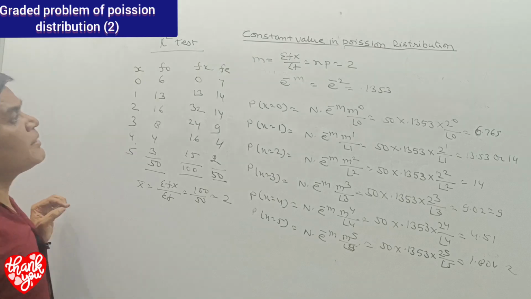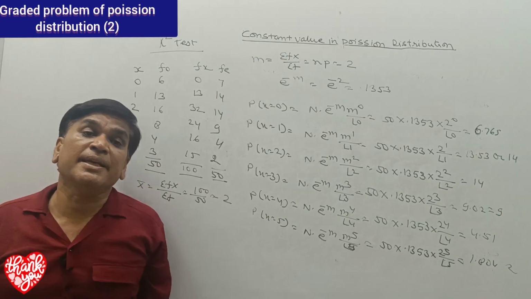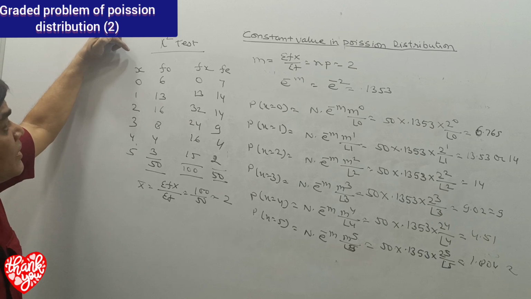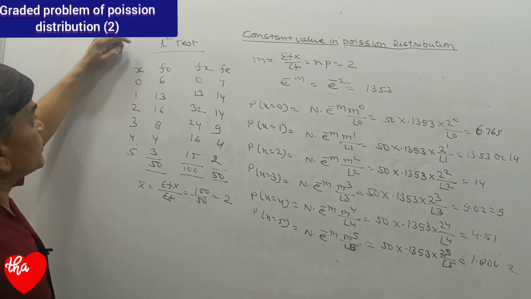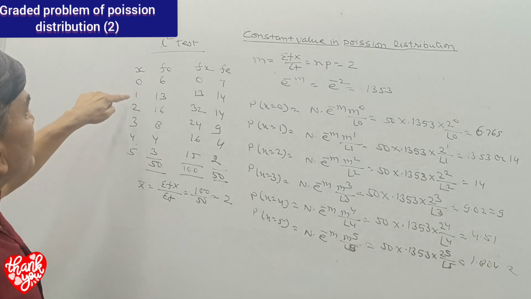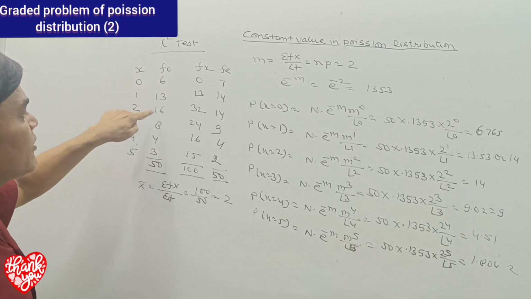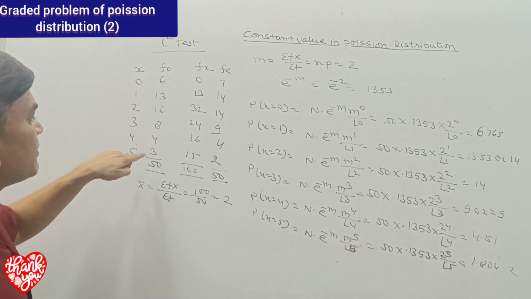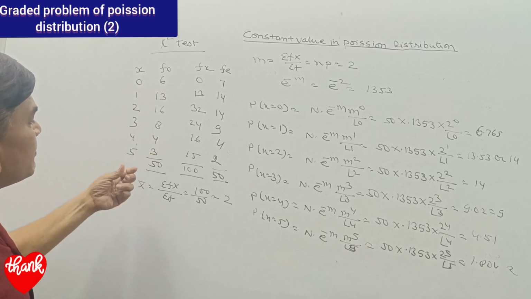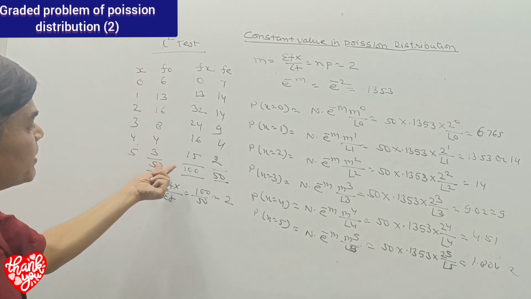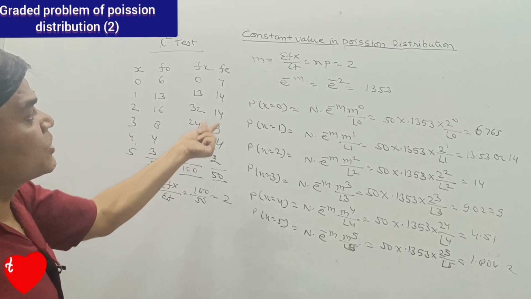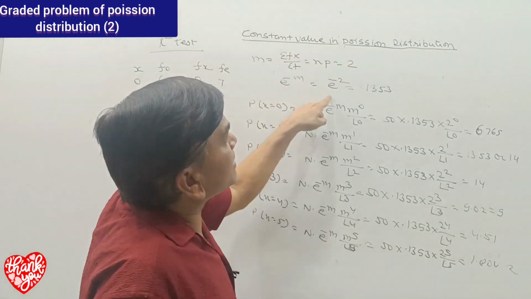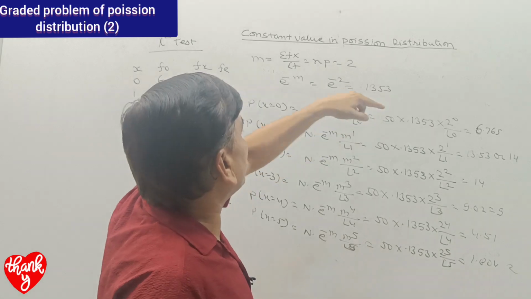So what we have done: the very first, the question was saying that 0 defective have 6, 1 defective have 13 items, 2 defective have 16 items, 3 defective have 8 items, 4 defective have 4 items, and 5 defectives have 3 items. So total items were 50, but the total defects were 100. So the average defect per item is 2. So we are getting e raised to power minus 2, that is 0.135.